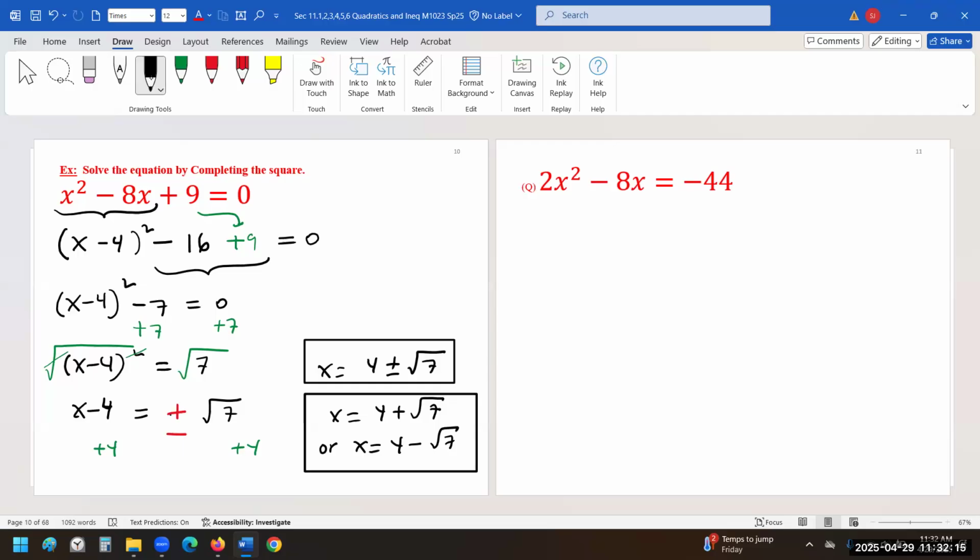So you factor out, either you can factor out and divide, or you can divide at the same time. So let me just do the first step for you guys. We get x squared minus 4x equals, what is half of 44? 22. And now we can complete the square and solve for x.